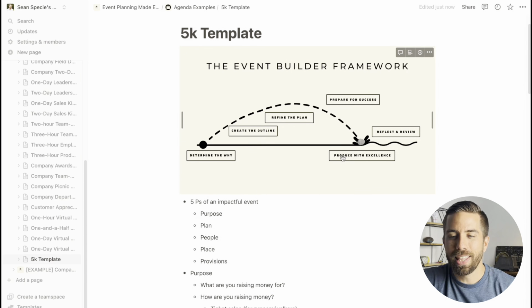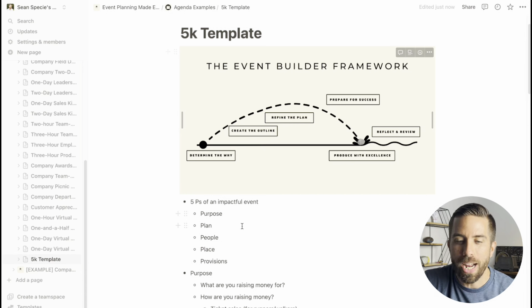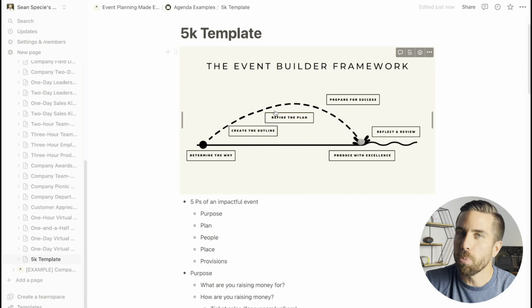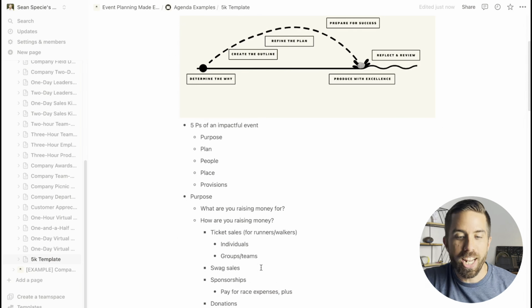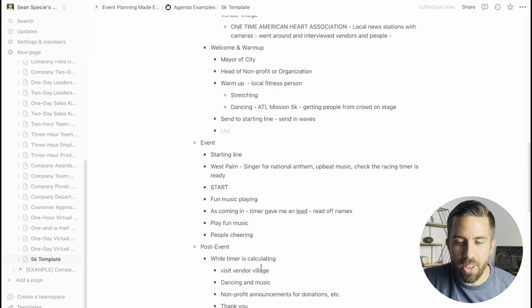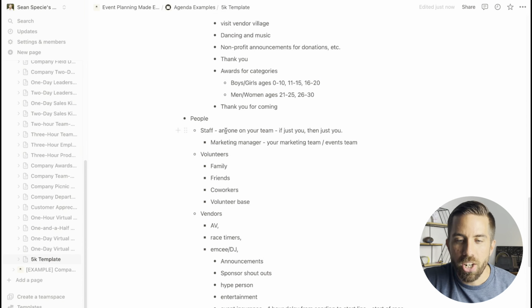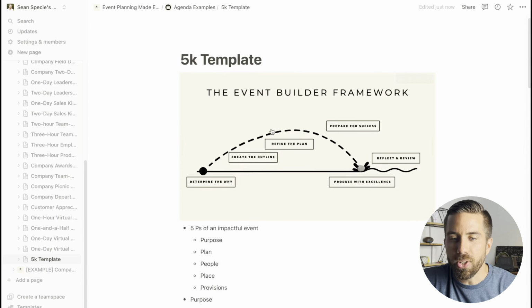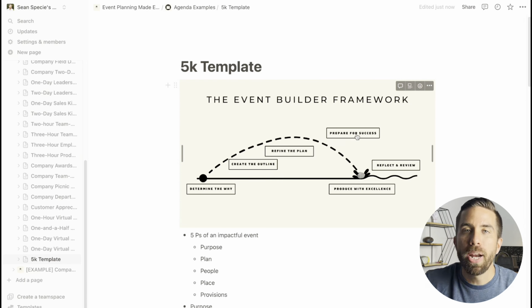And you can take this outline and then you need to follow the event builder framework where now you have an outline using the 5 Ps, you are going to refine your plan. Here's what I mean by that: you need to make it more detailed, make it more thoughtful. So if you're thinking about the people, let's scroll down there. If you're thinking about the people involved, you need to write down people's names, what their roles are and what their responsibilities are.